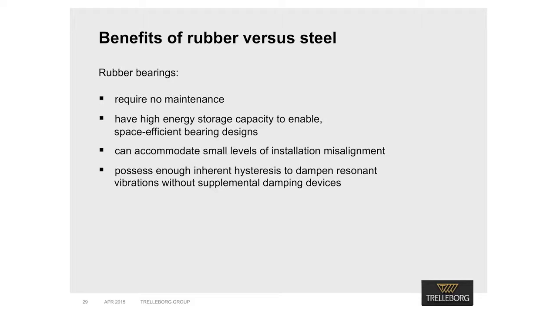Steel shim plates that are placed inside a laminated bearing are fully encapsulated in rubber, which provides a protective barrier against corrosion, eliminating the need for maintenance. The large strains that natural rubber can accommodate mean that the material has a high energy storage capacity, which enables compact, space-efficient bearing designs. Rubber bearings can accommodate a certain amount of misalignment between the top and bottom mating faces and are relatively easy to install. Natural rubber possesses enough hysteresis to dampen resonant vibrations without the need for supplemental damping devices.